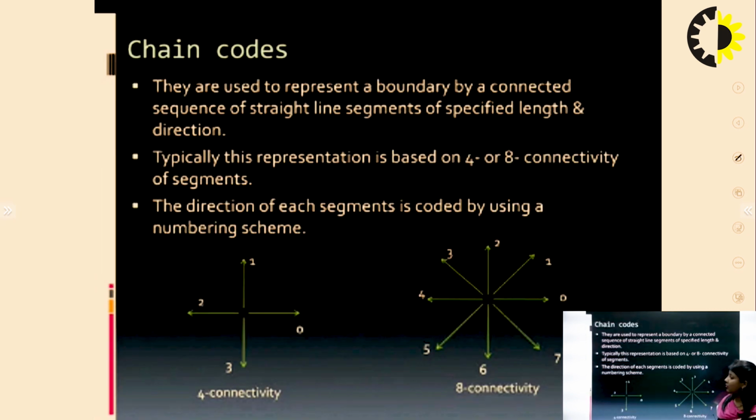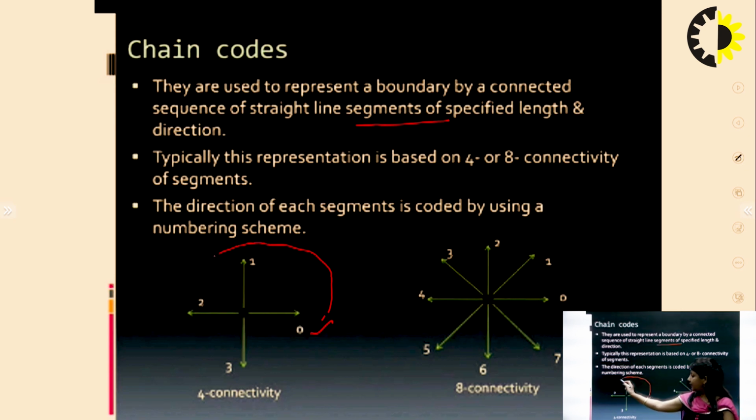So first is the chain code. In this chain code we have to make some coding, and according to that code we can identify the shape of the object. The first rule is to represent the boundary by a connected sequence of straight line segments. First we draw the straight lines in this cross manner and assign the code in this manner, like this is from the left side. First is 0, then anti-clockwise we go 1, 2 and 3. So this is called the 4-connectivity chain code.